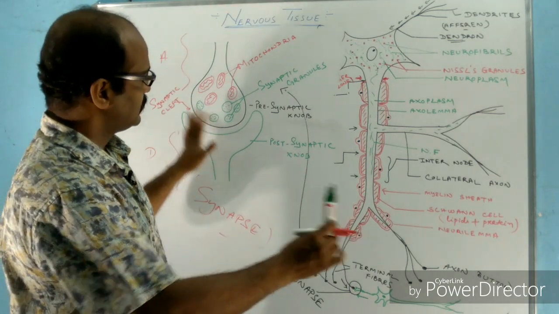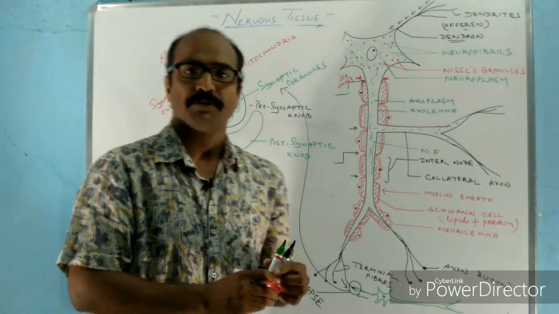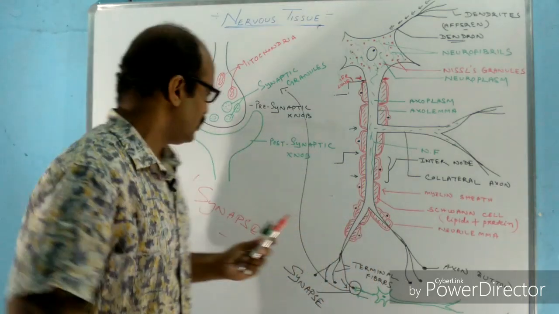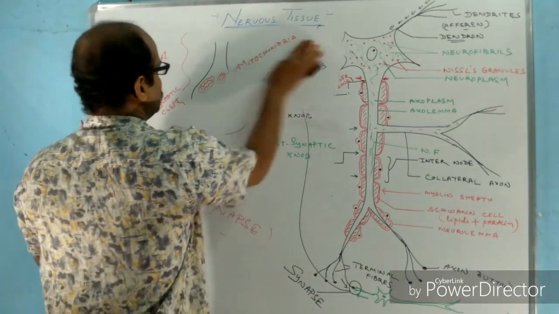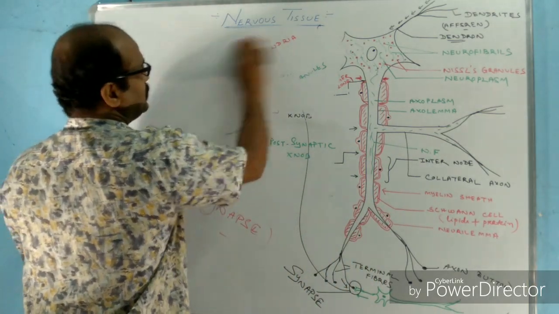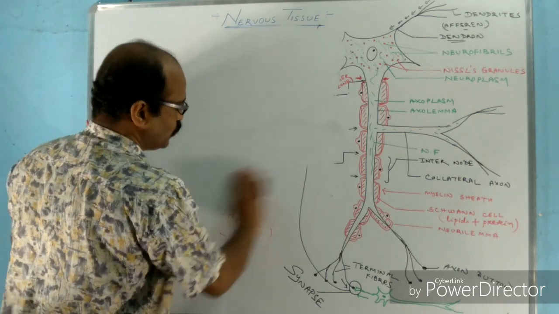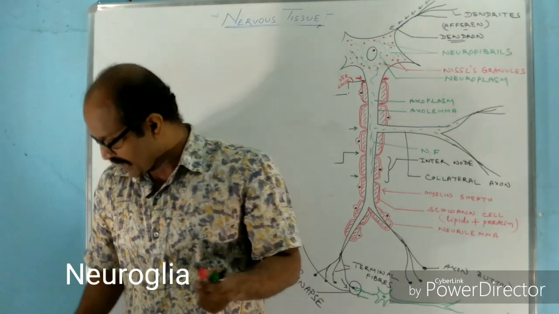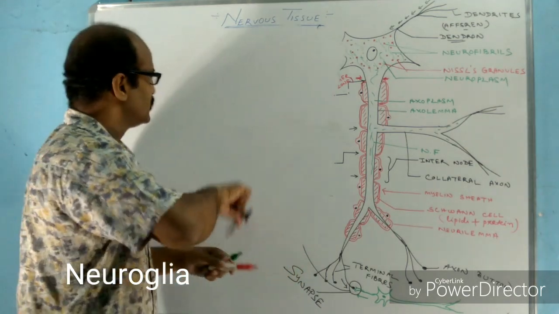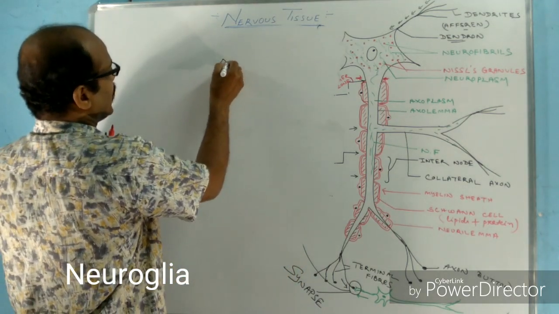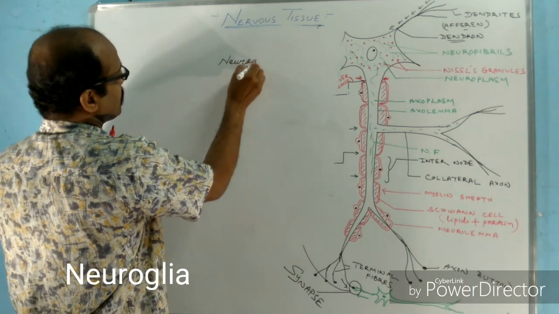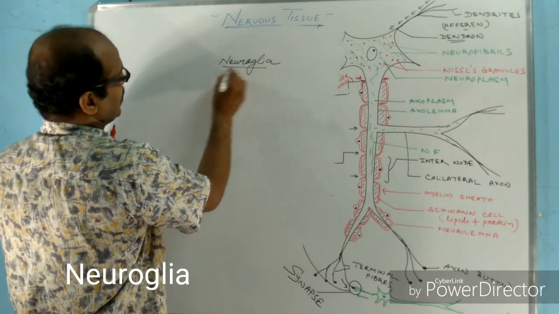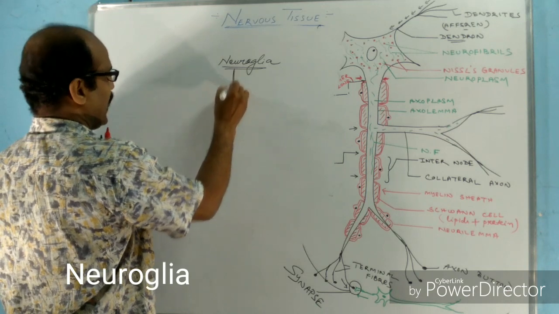And now come to another part of the nervous tissue. This is the packing cell or the neuroglia. Such packing cells or neuroglia are of three types.